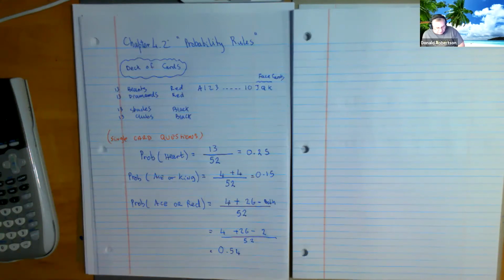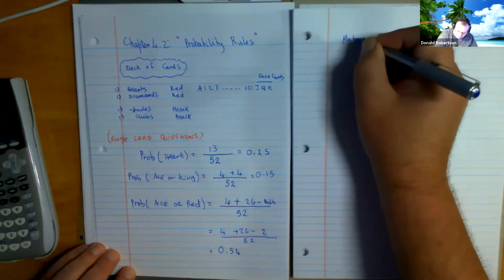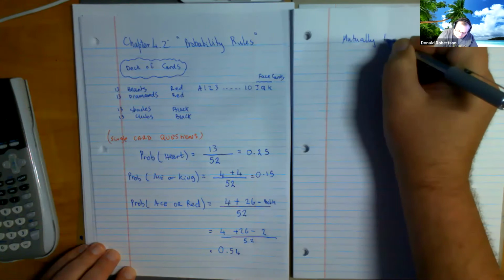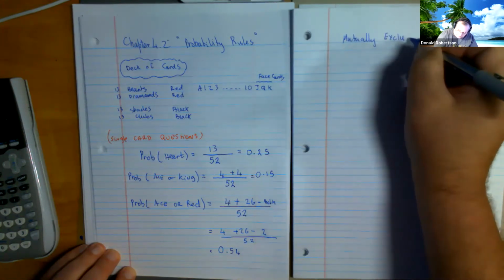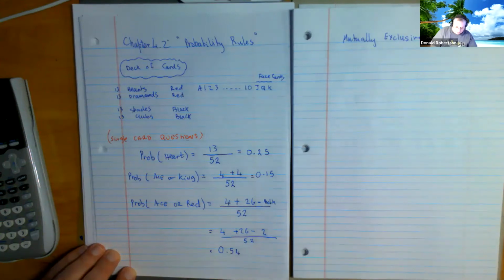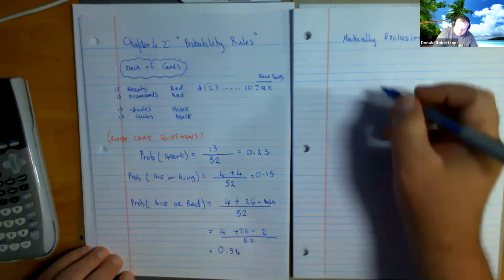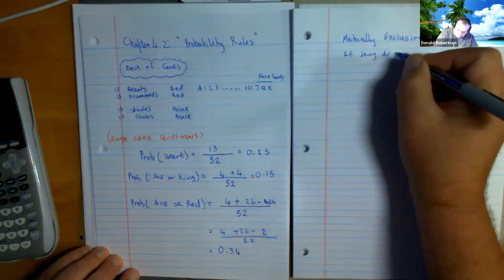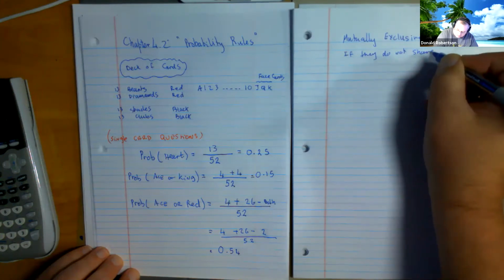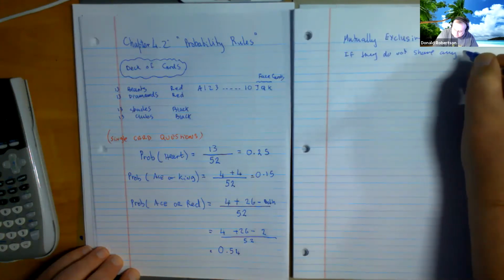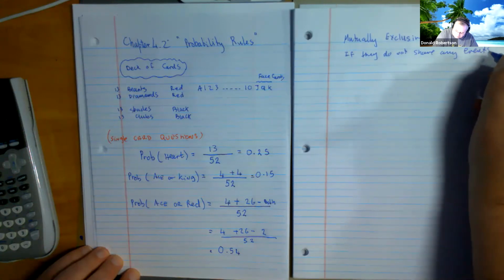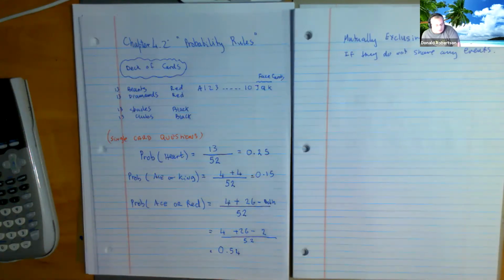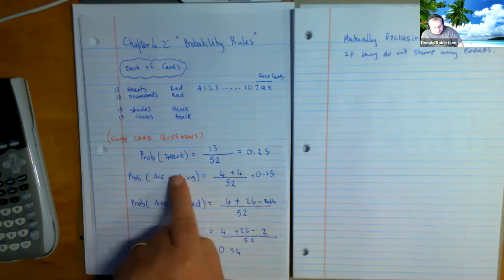And we introduced a term on Tuesday that describes this, and that term is called mutually exclusive. So two things, in this case ace and kings, are mutually exclusive if they do not share any, well, what would you call them, events. So they don't share anything.